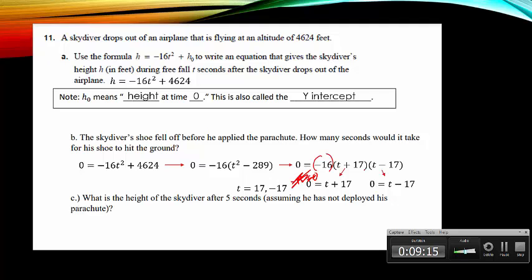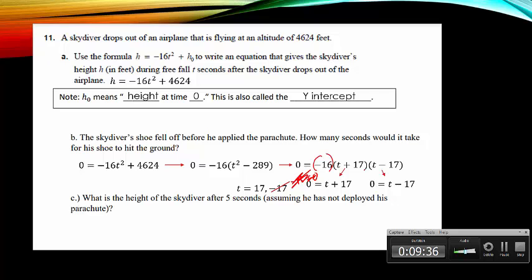Now here's where you've got to be careful, okay? The question was, how many seconds would it take for a shoe to hit the ground? So you can't have negative 17 seconds, so you have to be realistic and realize it's 17. At approximately 17 seconds, that shoe will land on the ground.